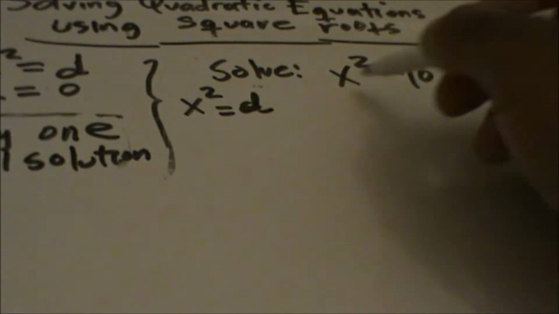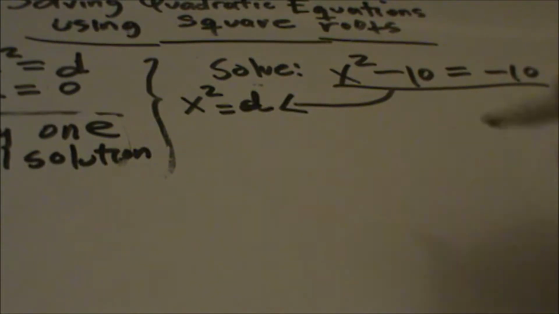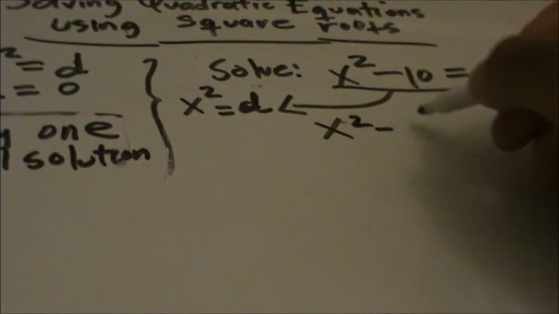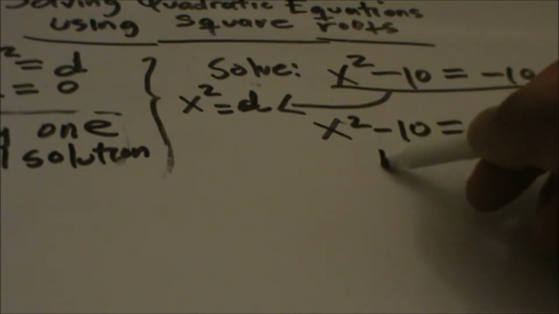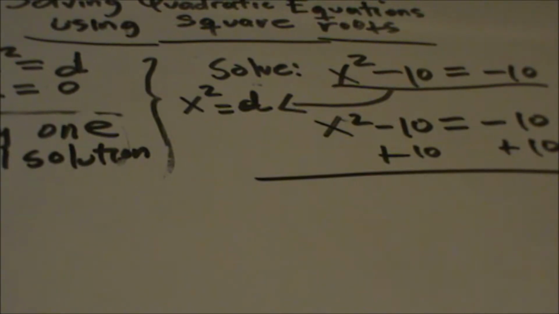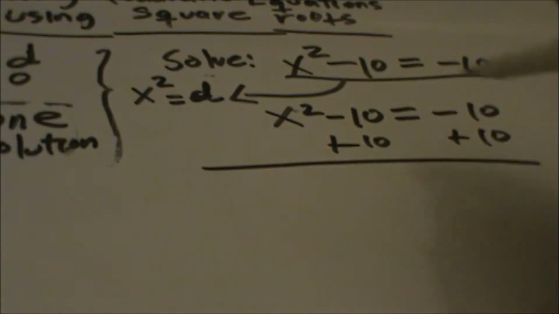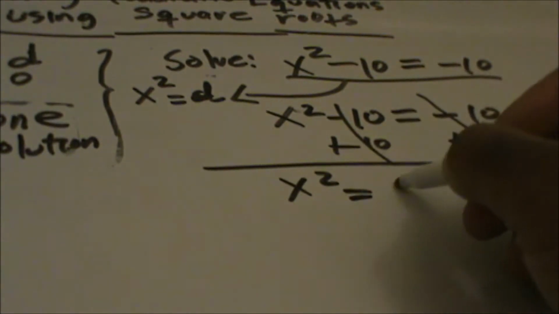All right, we want to make this whole quadratic equation look like that. So what we do, x squared minus 10 equals negative 10. We add 10 on both sides. And look, a wonderful thing is going to happen. All of this cancels. x squared equals 0.